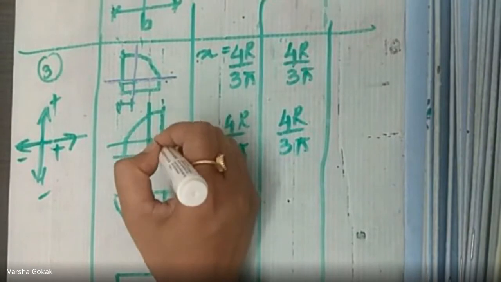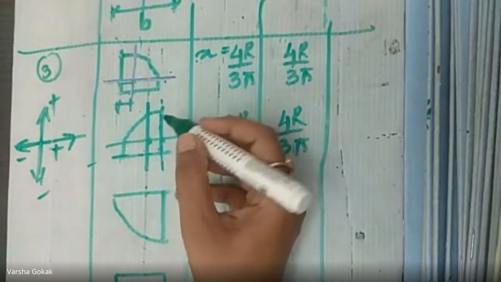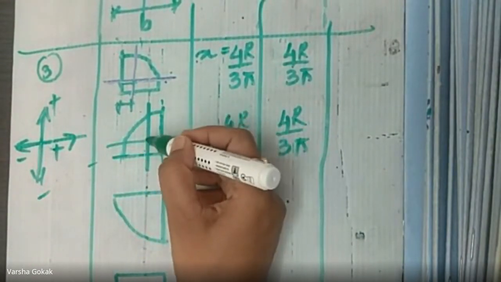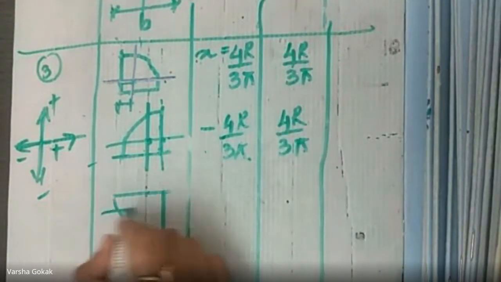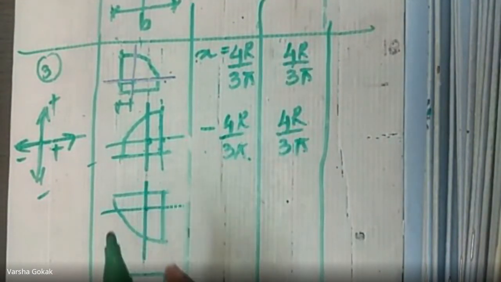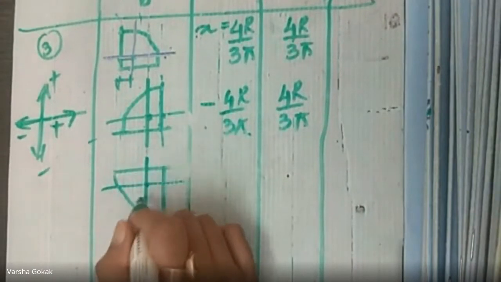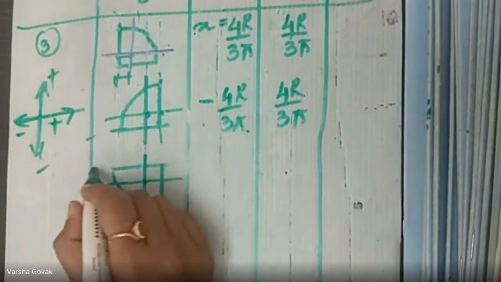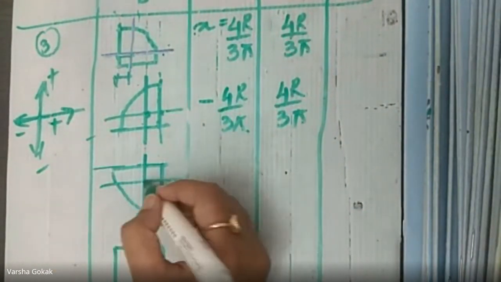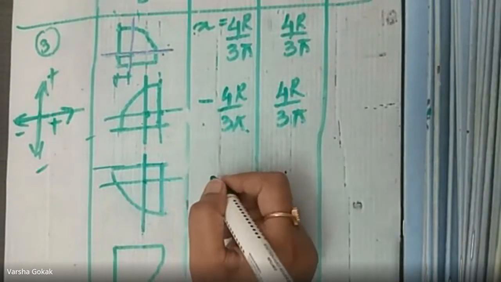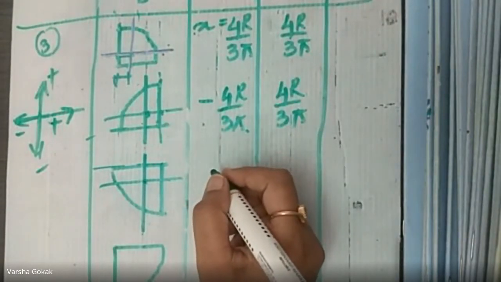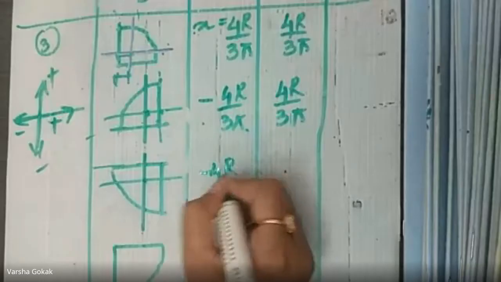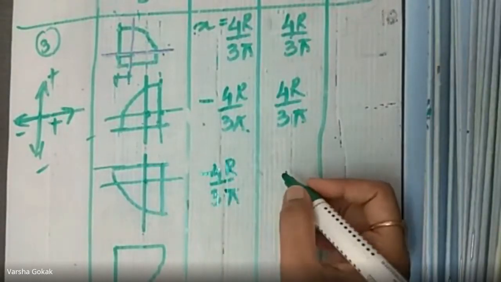Now, by default, this is going to be my x and y axis, correct? So for x bar, I'm moving towards the left, so it is minus. Now tell me what is the value of x bar and y bar for this quarter circle in the third quadrant. So this is your x and this is your y. X bar, y bar. What is the value of x bar? Minus 4r by 3 pi, correct. And what about y bar? Minus 4r by 3 pi.